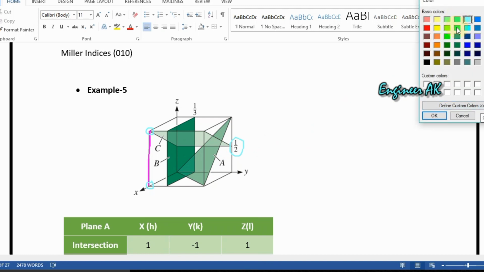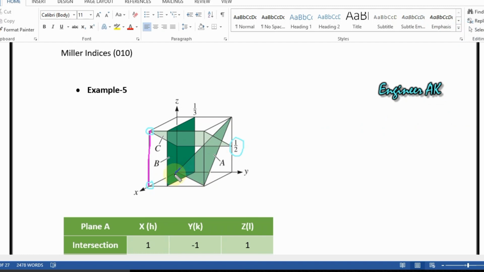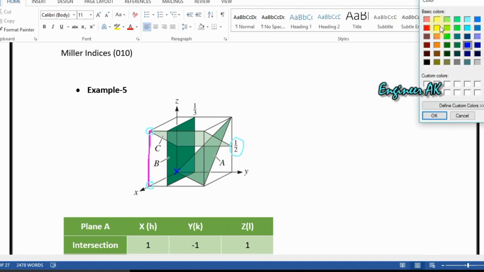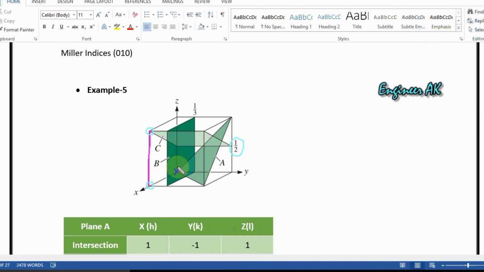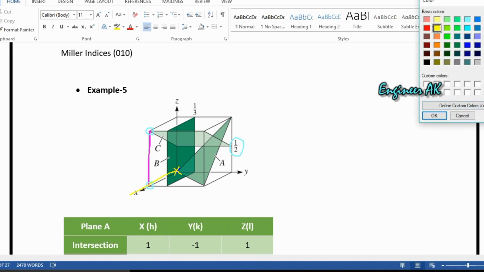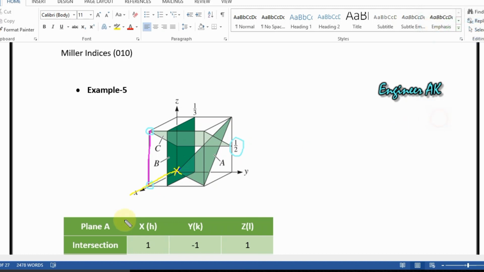Now let's find it. Let me take another color so you will understand better. Okay, I am taking this as my origin again, and if I move in the x-axis, I know that it is cutting here, right? Because the plane parallel to it will have this point here, so it is cutting the x-axis. And at which point is it cutting the x-axis? At 1, right?